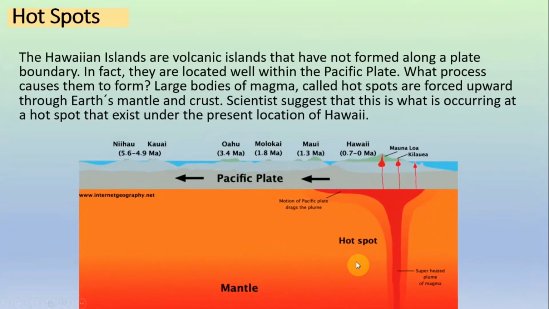Hotspots. The Hawaiian Islands are volcanic islands that have not formed along a plate boundary. In fact, they are located well within the Pacific Plate. What process causes them to form? Large bodies of magma called hotspots are forced upward through Earth's mantle and crust. Scientists suggest that this is what is occurring at a hotspot that exists under the present location of Hawaii.